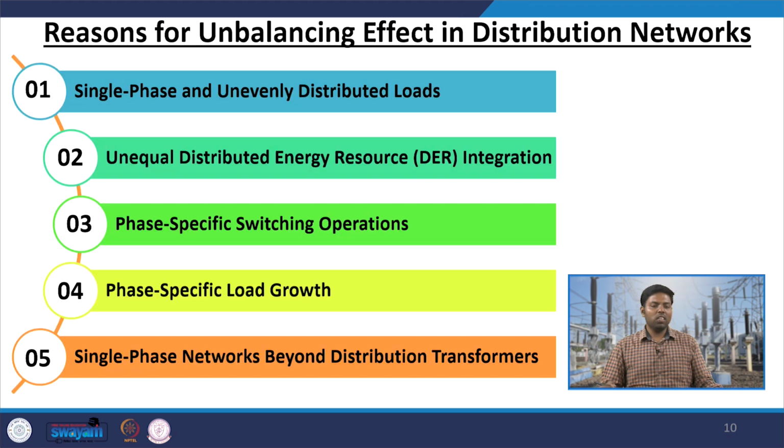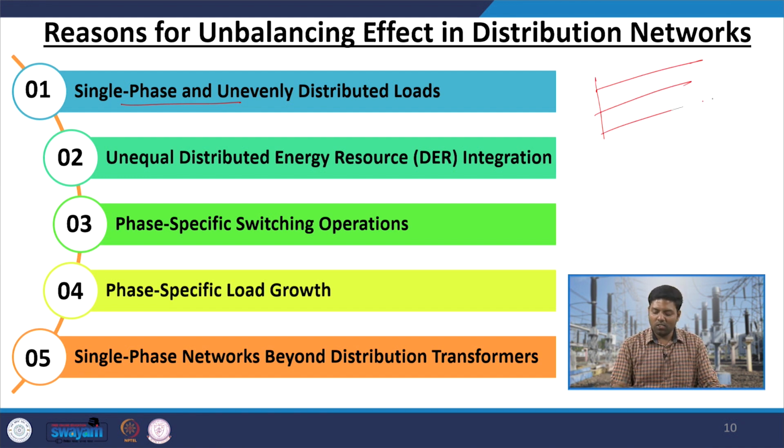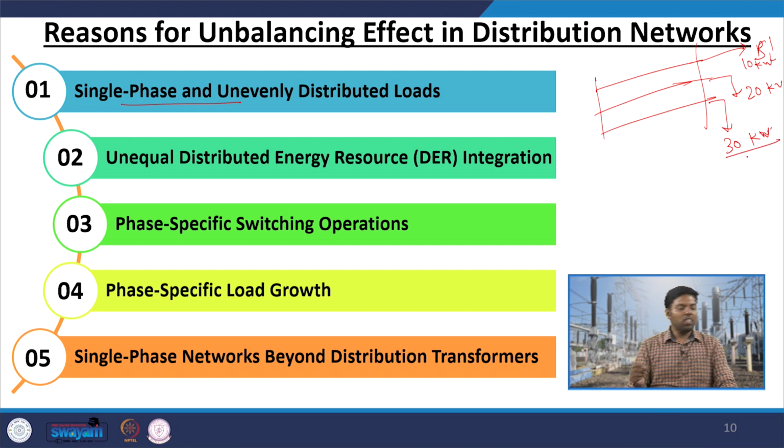First, we will see what are the reasons for unbalancing in distribution network. First is single phase and unevenly distributed loads. That is obvious. Let us say it is a 3-phase system, it may be possible that one phase has a load of, let us say, 10 kilowatt, the second phase has a load of 20 kilowatt, and the third phase has a load of 30 kilowatt. 3 homes are connected. All homes must not have the same amount of power requirement. So, one is 10 kilowatt, one is 20, one is 30.